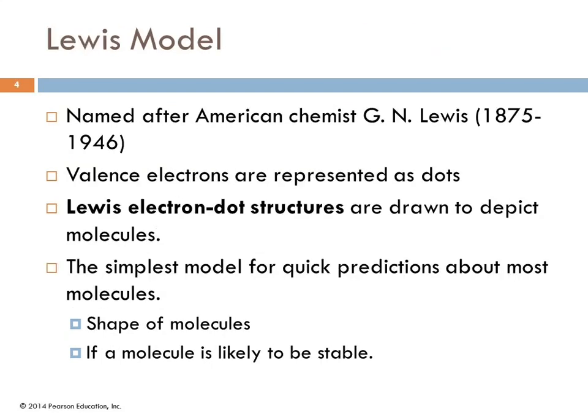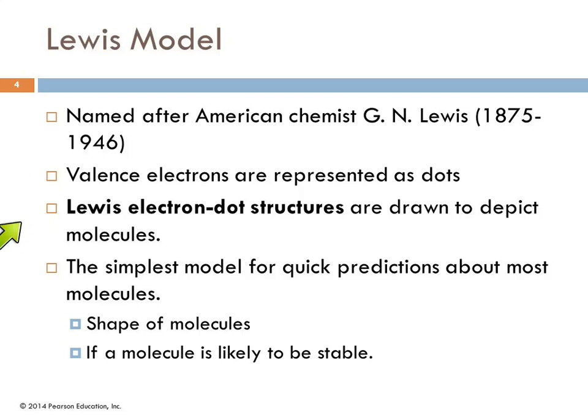So the first one we're going to look at is the simplest one. It's called the Lewis model. It's named after an American chemist. We've heard a lot about European chemists, and here's an American. 1875 to 1946. In this model, which you may be familiar with, valence electrons are represented as dots.